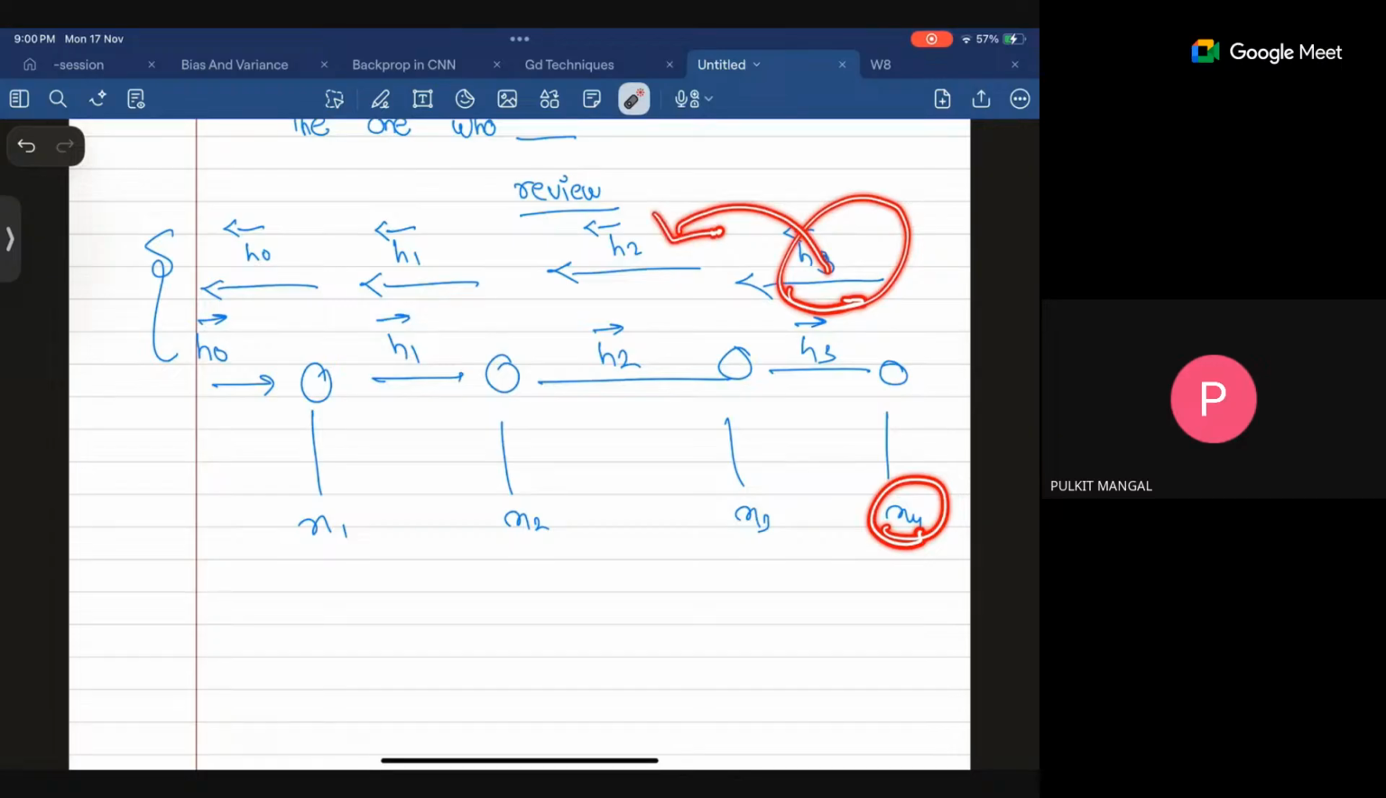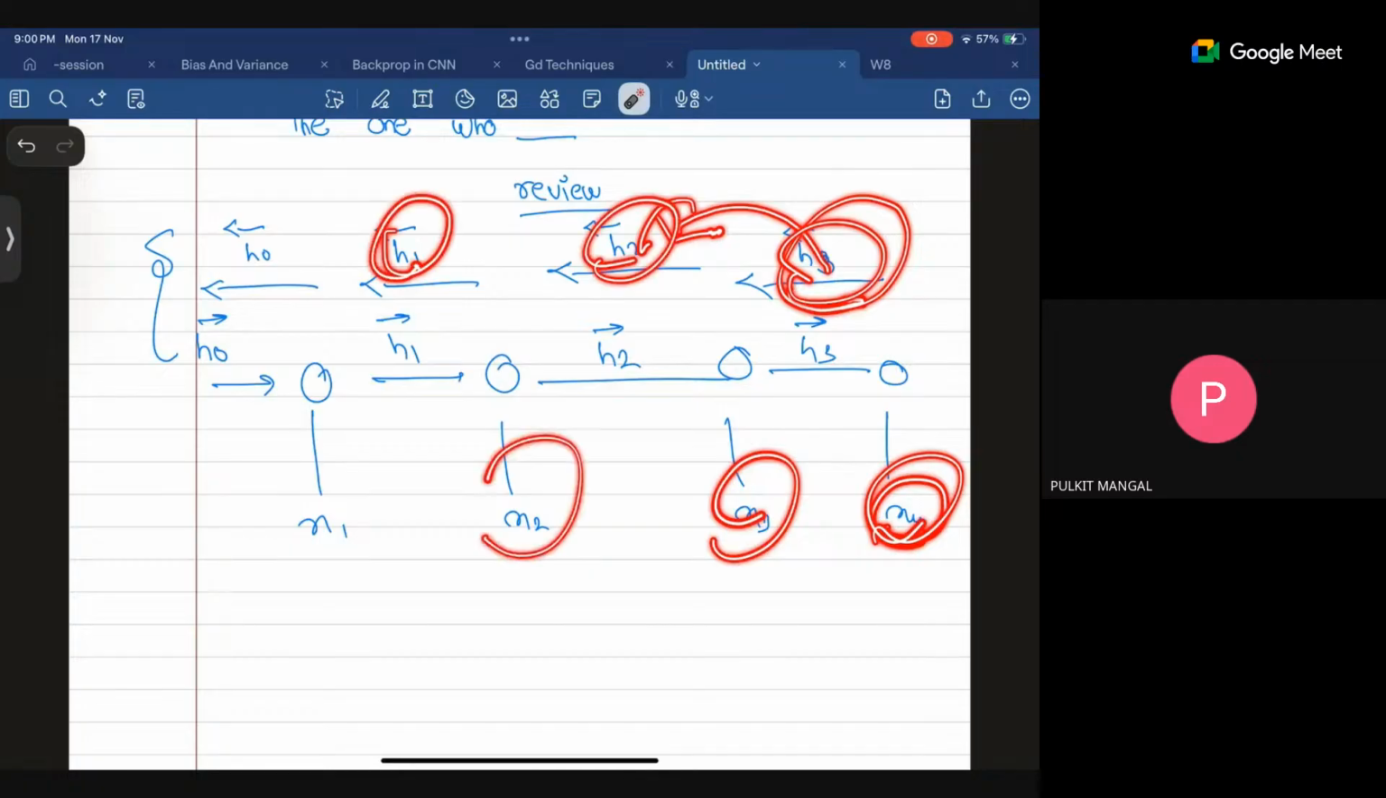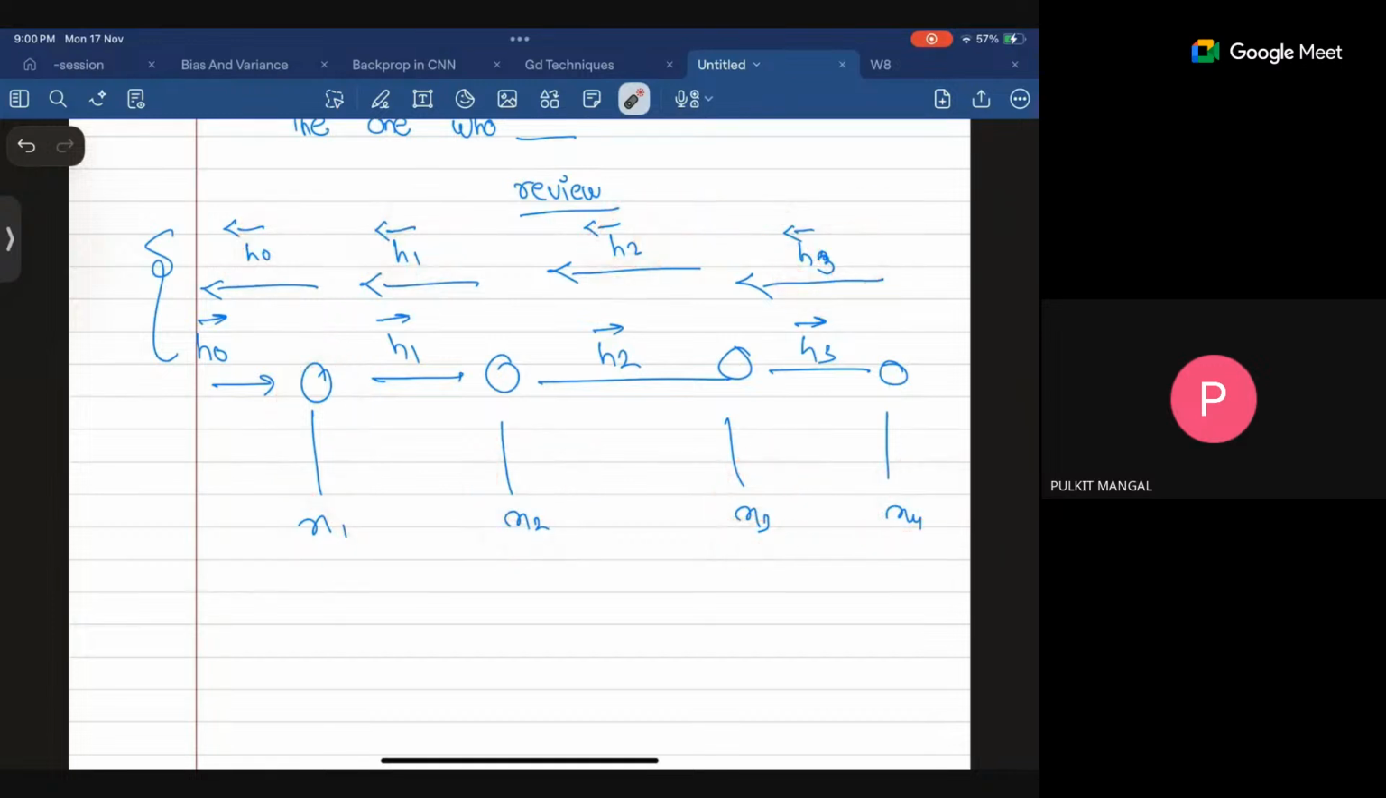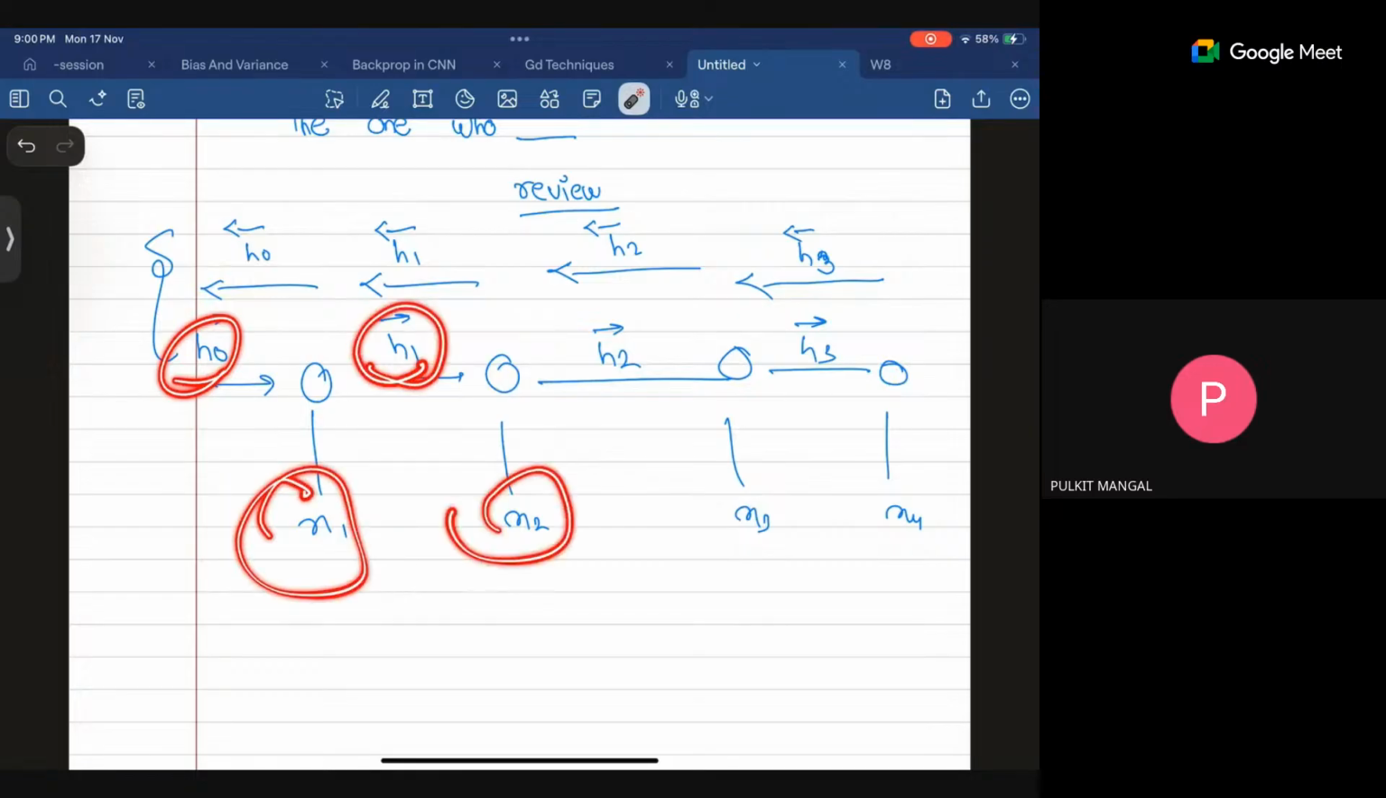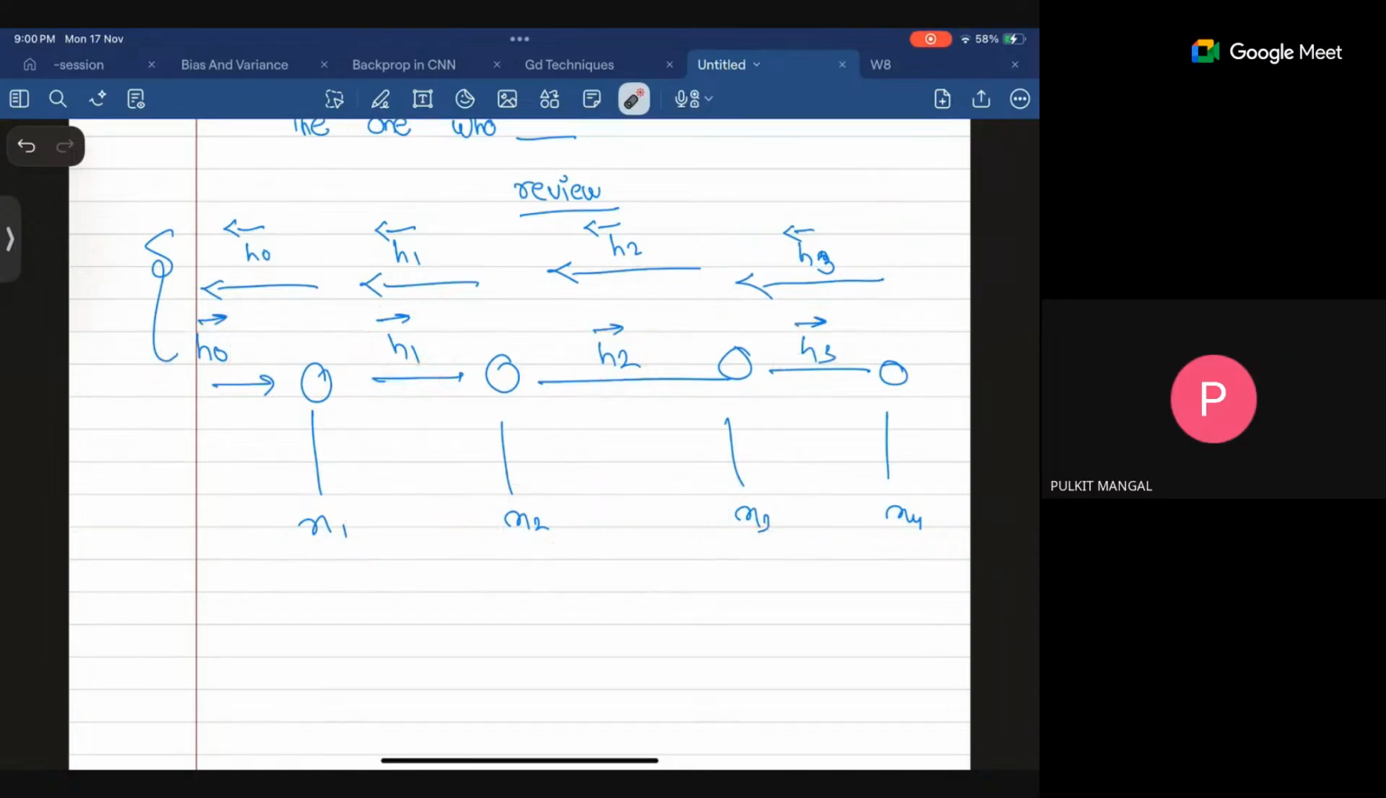H3 is something we will be initializing with. Now with X4 and H3, you will get H2. With X3, H2, you will get H1. X2, H1, you will get H0. Now this H0 can be fed. Just like here we started with H0, X1, we will get H1. H1, X2 will get H2. H2, X3 will get H3. And then H3 can be fed into the output layer.